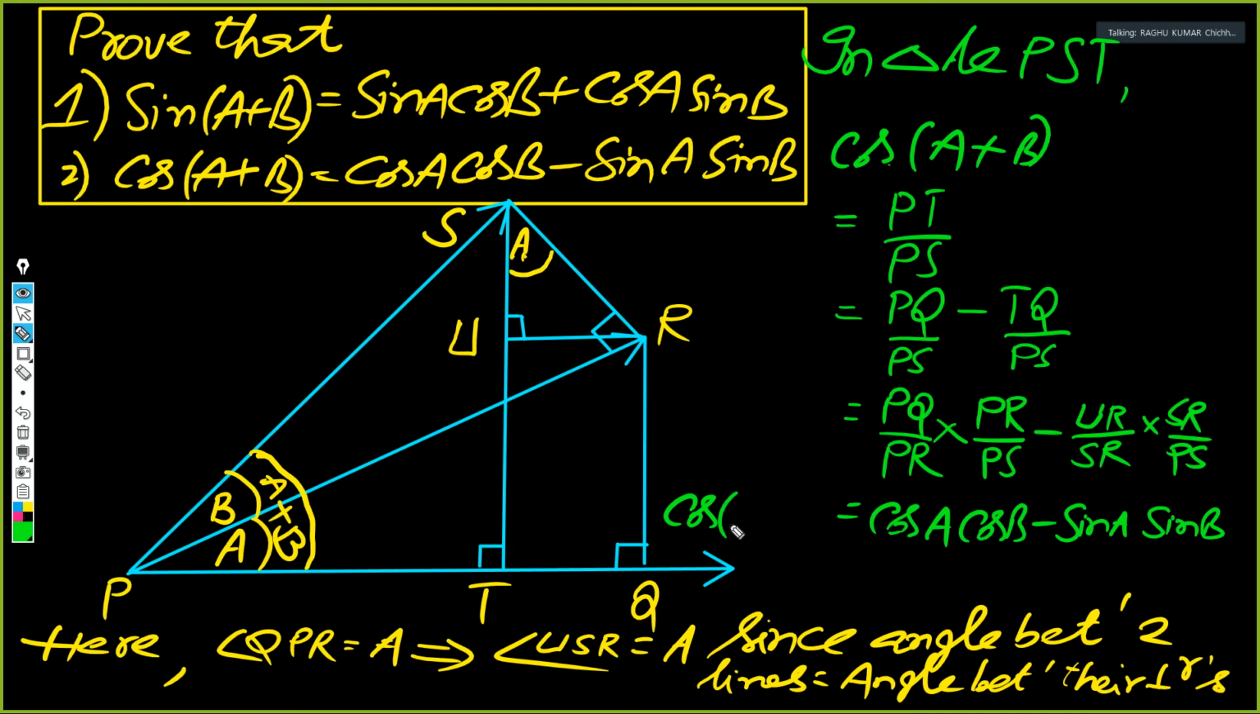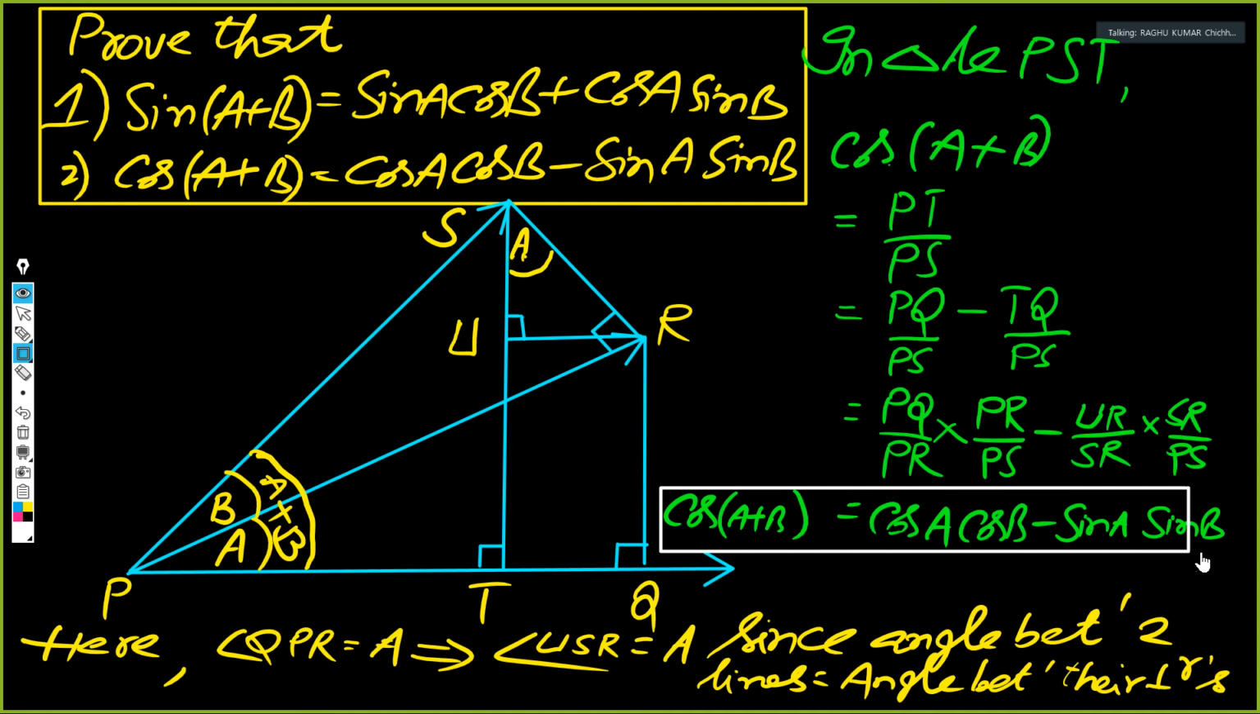So your cos of A plus B is very clearly cos A cos B minus sin A sin B. You have to remember that. For cos of A plus B, you are getting minus in between. For sin of A plus B, you are getting plus in between. So we have derived both the formulas now, sin of A plus B and cos of A plus B.